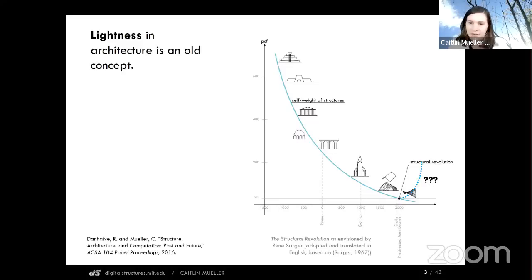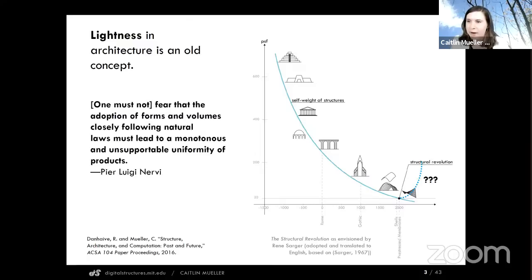Perhaps one reason that we left the world of lightness originally was a worry about uniformity, or all of design converging to a single answer. Pier Luigi Nervi addressed that when he was practicing. He said, "One must not fear that the adoption of forms and volumes closely following natural laws must lead to a monotonous and unsupportable uniformity of products."